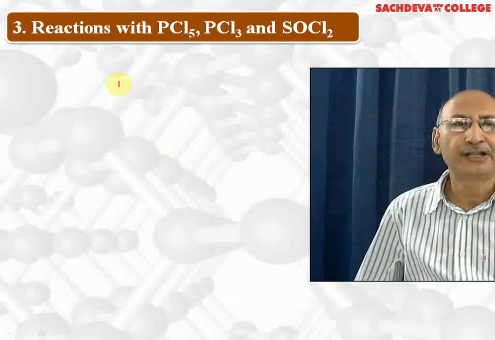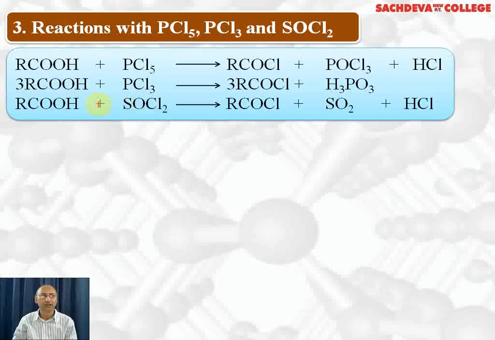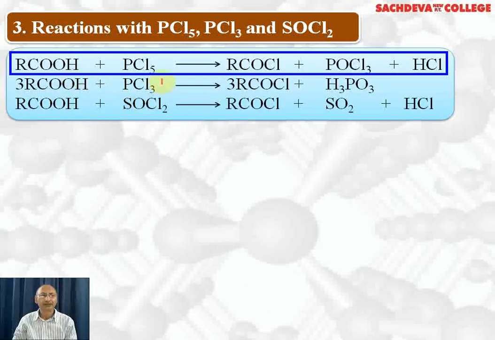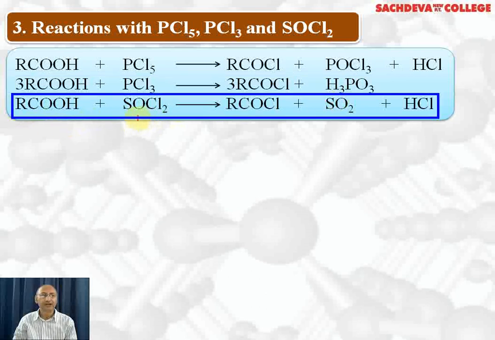Let's continue with chemical properties of carboxylic acid. Now we are taking reactions with PCl5, PCl3 and thionyl chloride. RCOOH when it reacts with PCl5, we get RCOCl plus POCl3 plus HCl. When it reacts with PCl3, 3 moles of carboxylic acid react, we get 3 moles of RCOCl and phosphorus acid, H3PO3 is formed. When it reacts with thionyl chloride, we get RCOCl plus SO2 plus HCl gas.